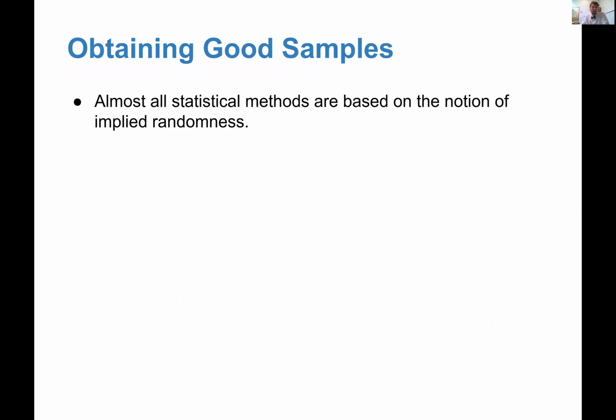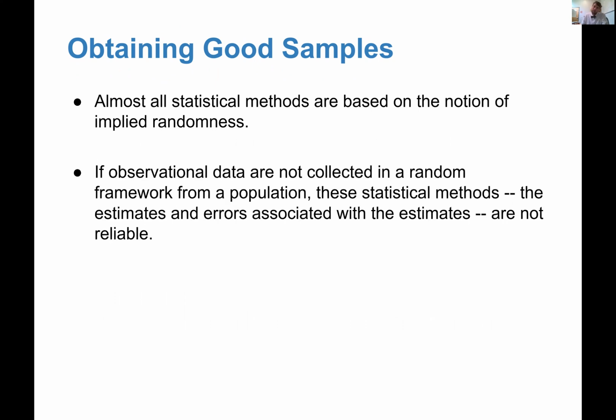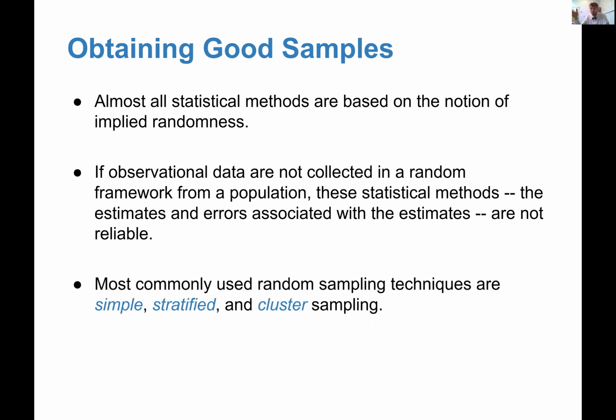Okay, now let's talk about obtaining good samples. Almost all statistical methods are based on the notion of implied randomness. So I said that a couple slides ago, still worth repeating. If observational data are not collected in a random framework from a population, these statistical methods, the estimates and errors and all that, are not reliable. Okay, so the three techniques that are most common are simple, stratified, and clustered.